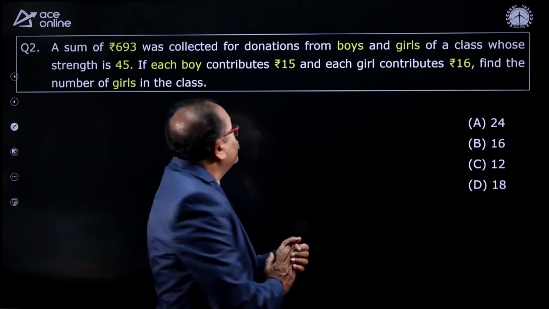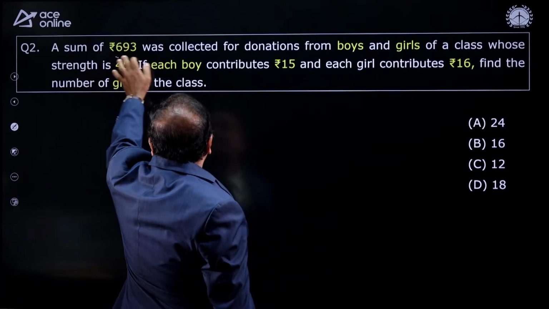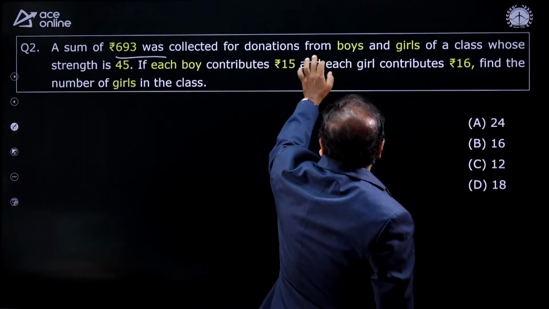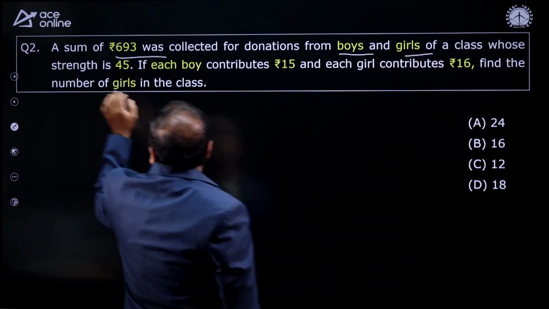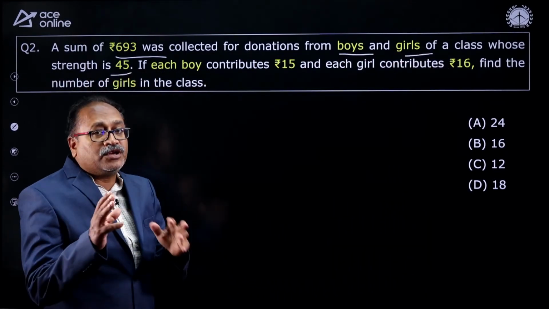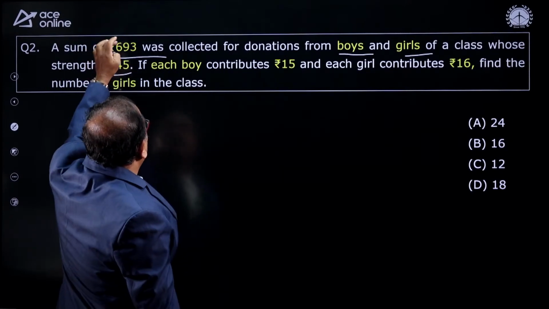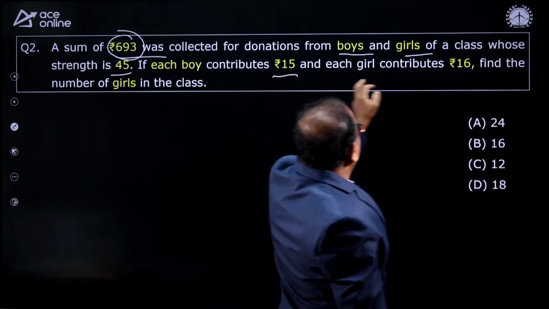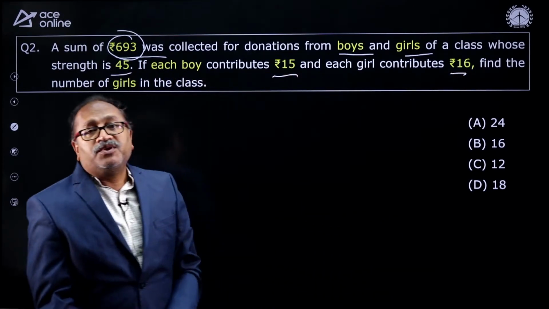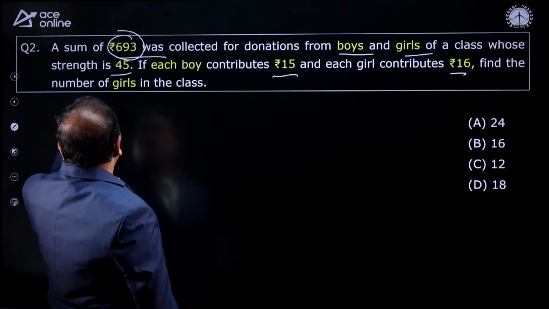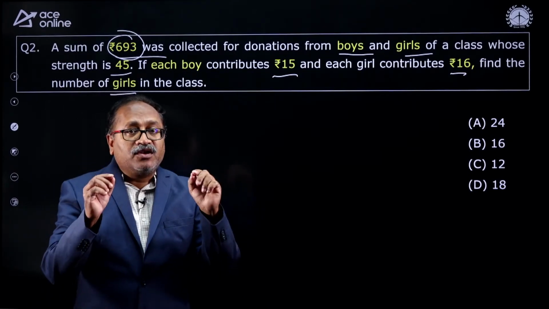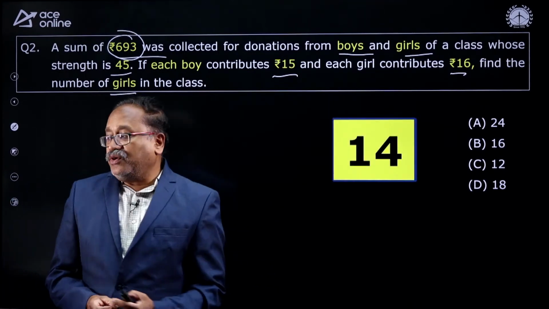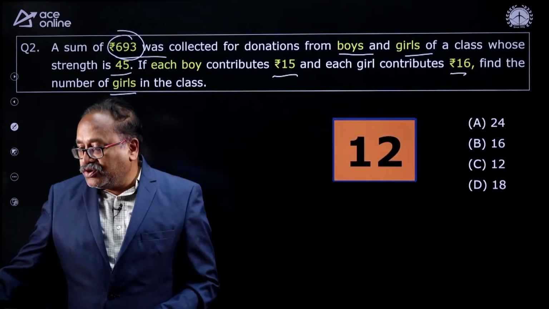Come on, what is this next question all about? A sum of rupees 693 is collected as donation from boys and girls in a class whose strength is 45. So the total number of boys and girls is 45, and the total amount collected is this money. If each boy contributes rupees 15 and each girl contributes rupees 16, find the number of girls in the class. Here also we apply the alligation mixture method. I will give 15 seconds for you to try this, then I will come back to you.